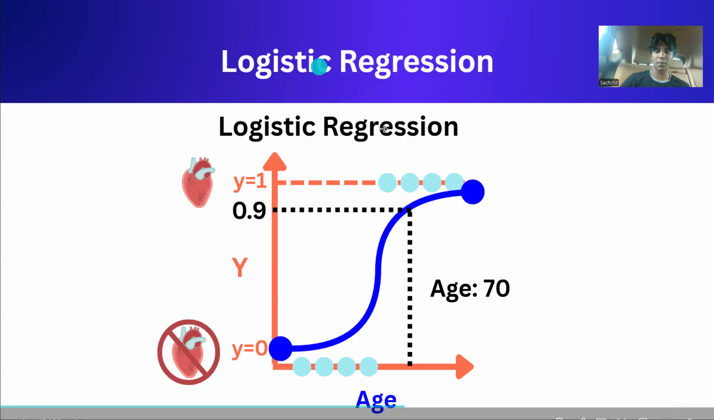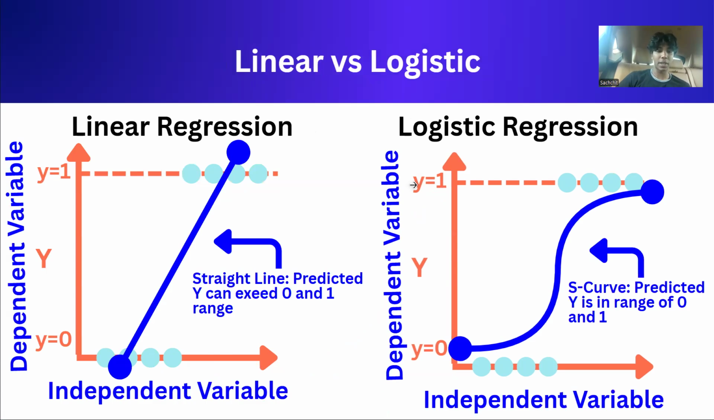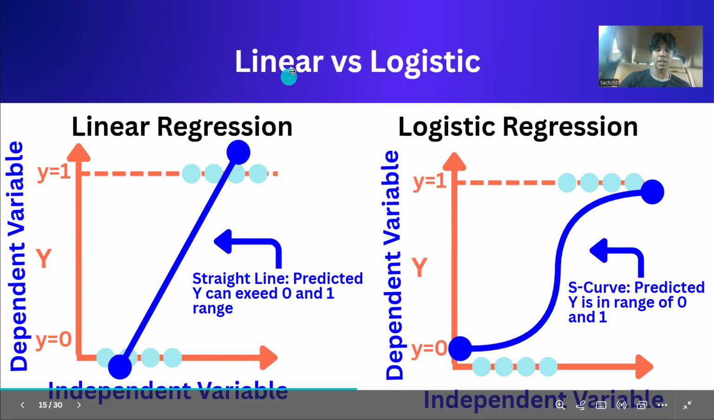Why can't we use a linear regression curve? Like I was saying before, a linear regression goes infinitely out of it.